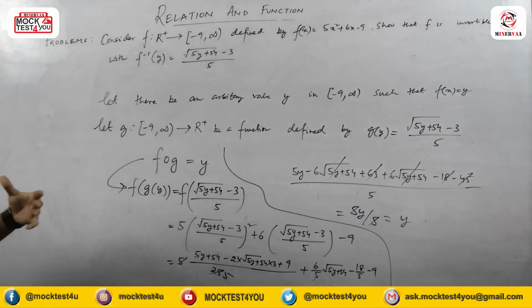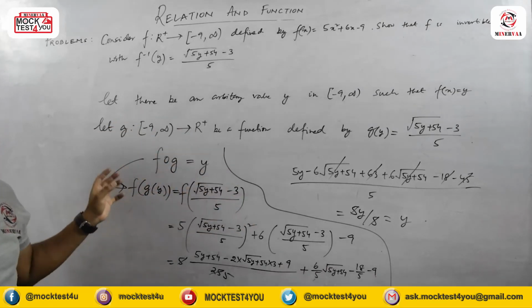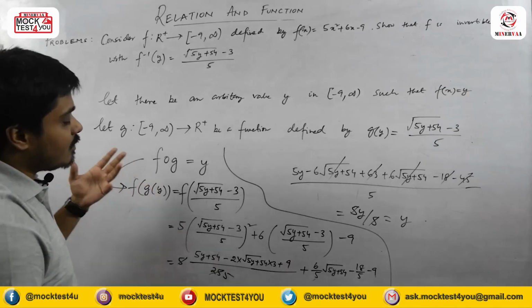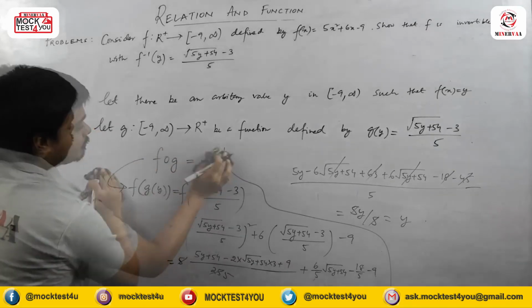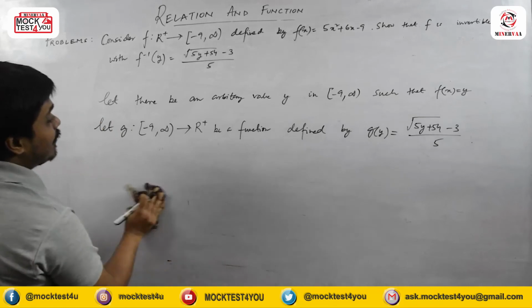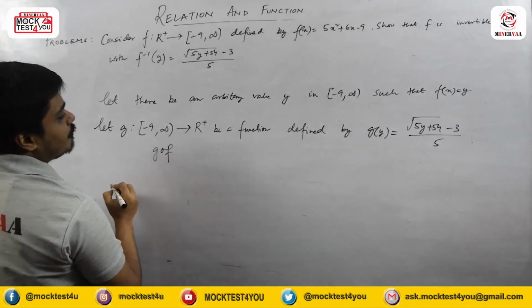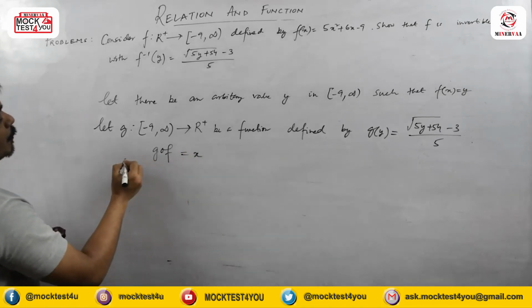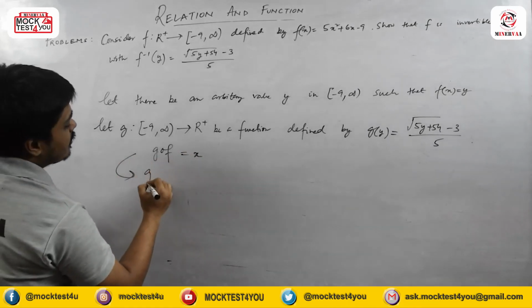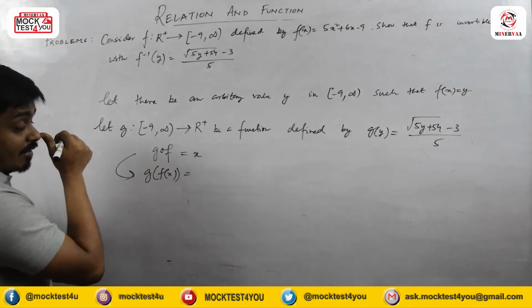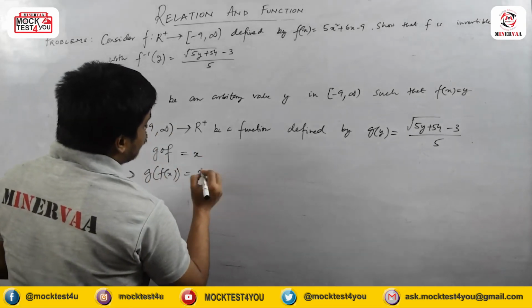Now the next thing we need to prove is that g of f is equal to x. So we already proved the first portion. So let us do the g of f portion. I know this problem is getting bigger and bigger. g of f is equal to x. Now we have to prove this thing. So for this one, what do we do? g of f(x) is equal to x. We need to prove this thing.